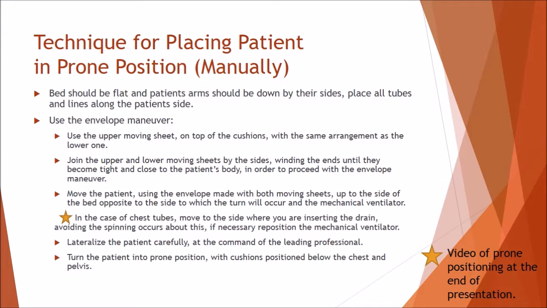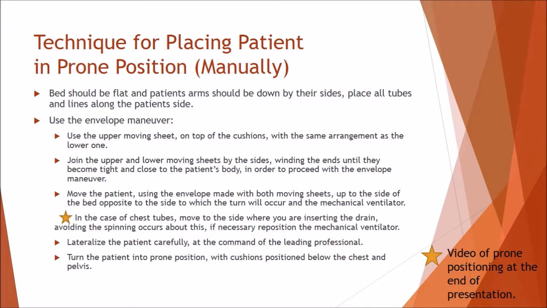We're going to join the upper and lower sheets by their sides and corners and wind the ends until they become tight, like a handle, and close to the patient's body in order to proceed with the envelope maneuver. We'll move the patient using the envelope made with both moving sheets up to the side of the bed opposite to the side that the turn will occur and the mechanical ventilator.